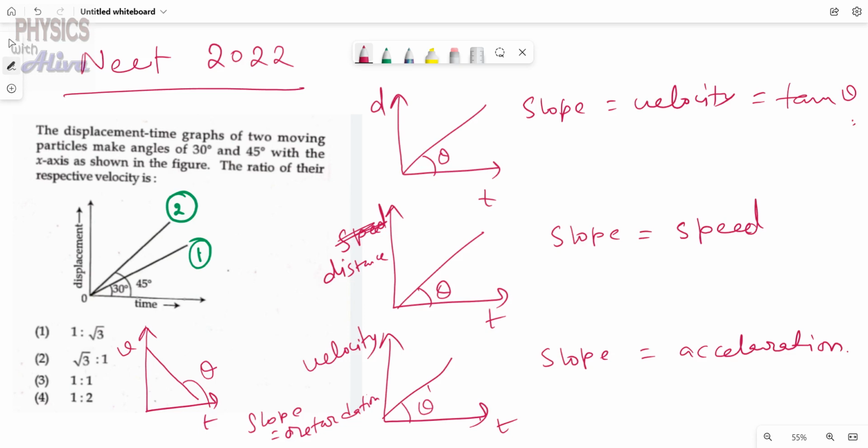I think it is clear to you, and you can see the second graph is steeper. The displacement is increasing faster with time for the second graph, right? And the displacement is increasing at a slower rate for the first graph. Where the displacement is increasing faster, the velocity will be more, so v2 should be greater than v1. And here we are calculating v1 by v2 and we get 1 by root 3, right? So from here we can also verify that v2 is greater than v1.